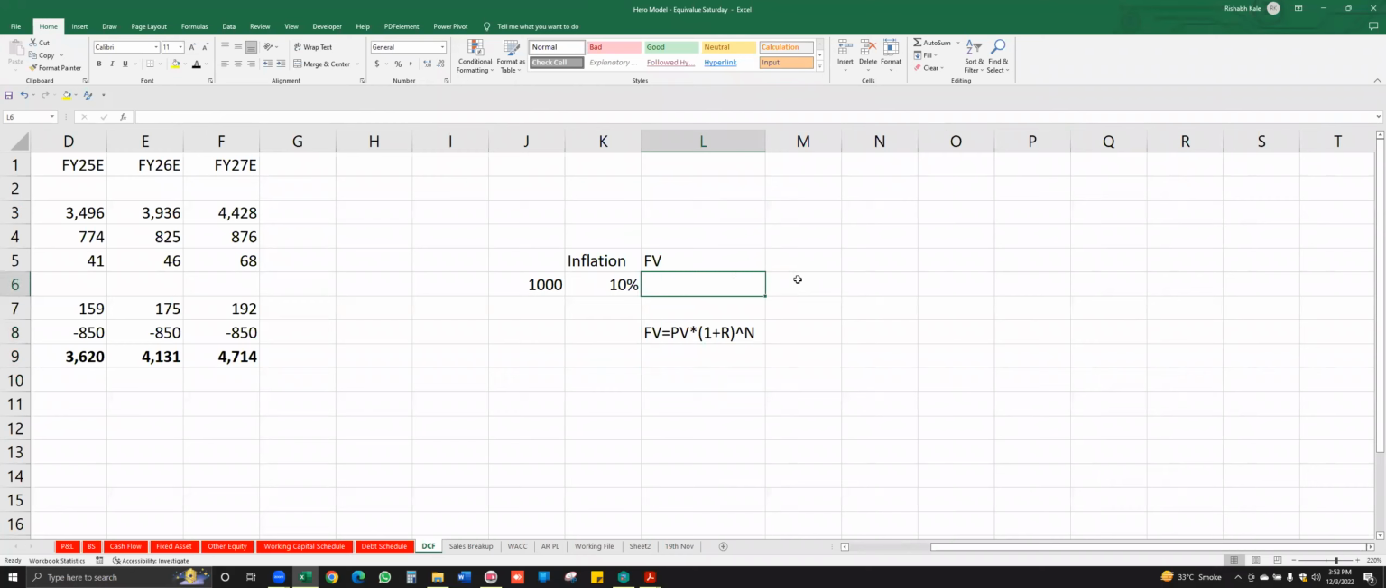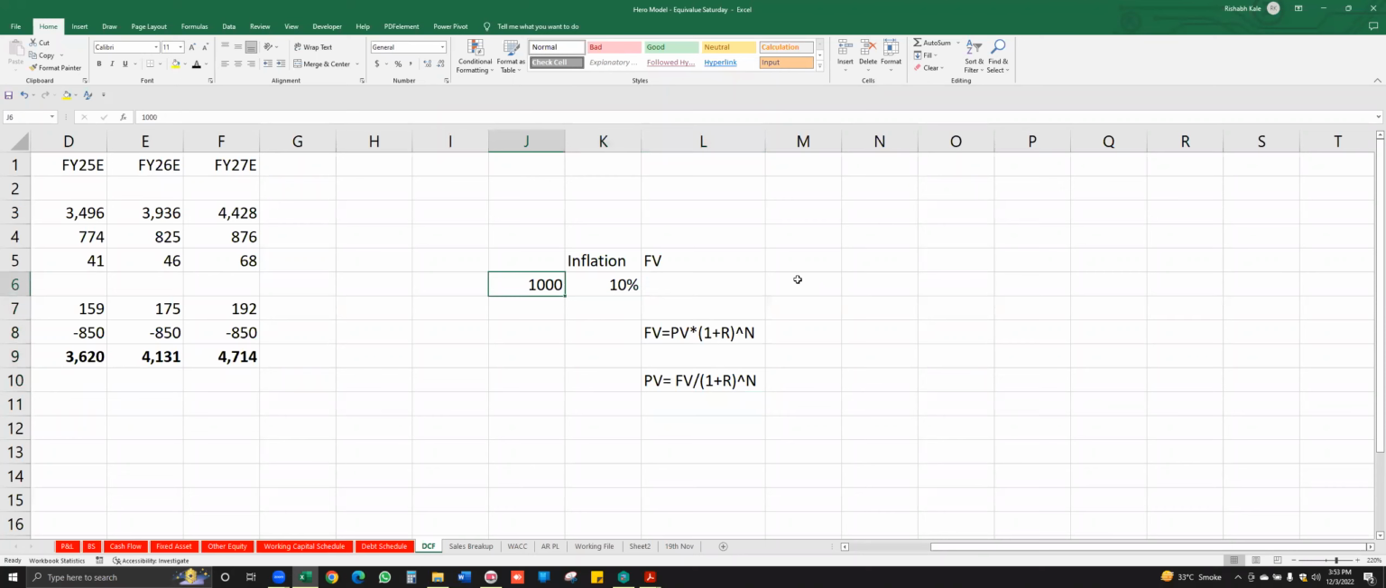The same way, if I have the future value and I want to find the present value, what should be the formula? I have to find the present value. Present value will be the future value divided by 1 plus r to the power n, right? I hope everyone knows this.